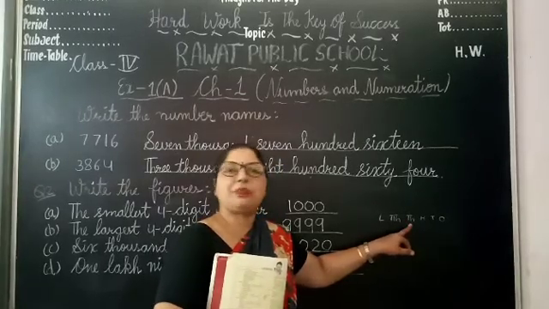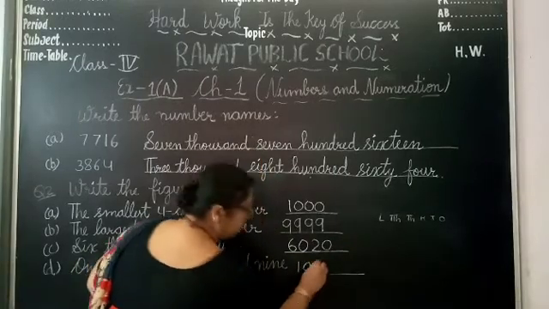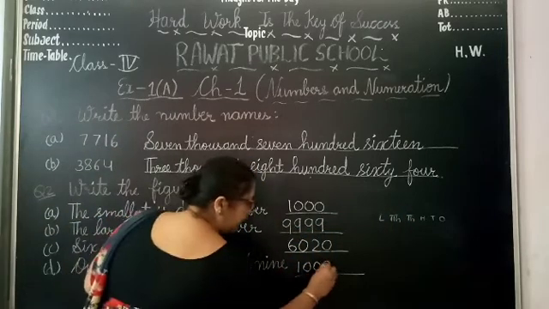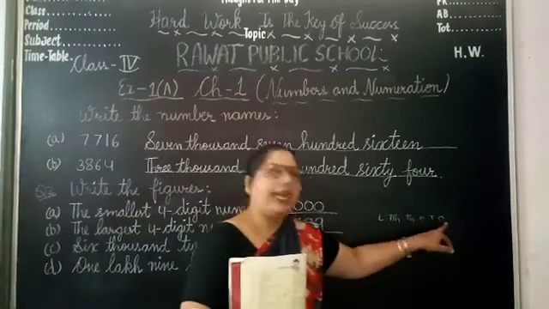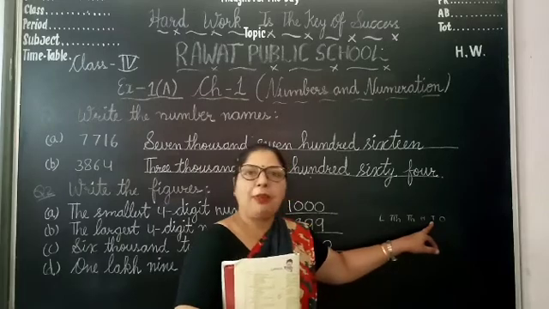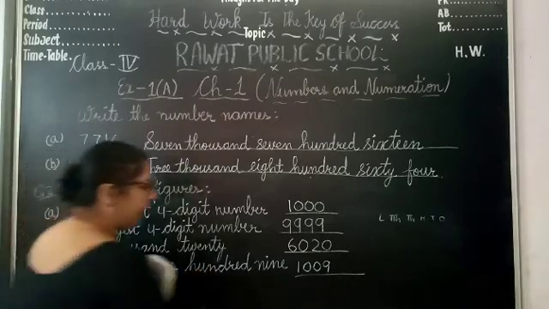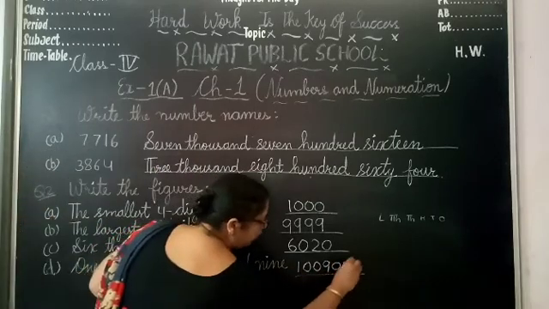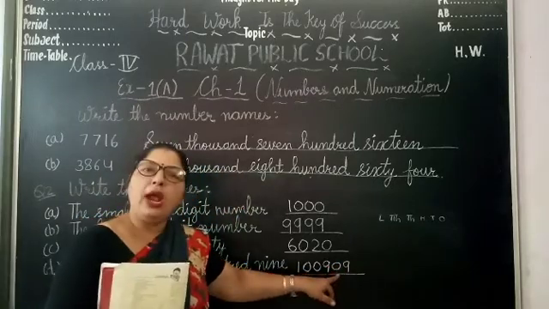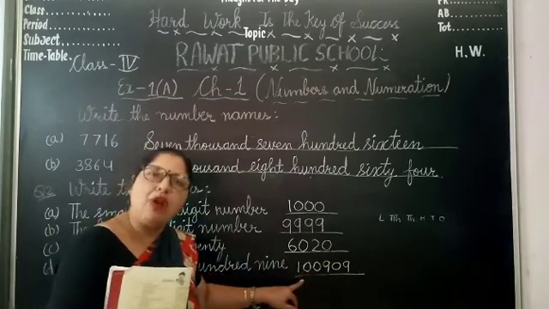There is no number in the places of 1,000 and 10,000. So we put 0 at the place of 10,000 and 0 at the place of 1,000. Then 900, so 909. There is no digit at the place of tens, so we put 0 at the place of tens. We put 0 at the place of 1,000 and 0 at the place of 10,000.